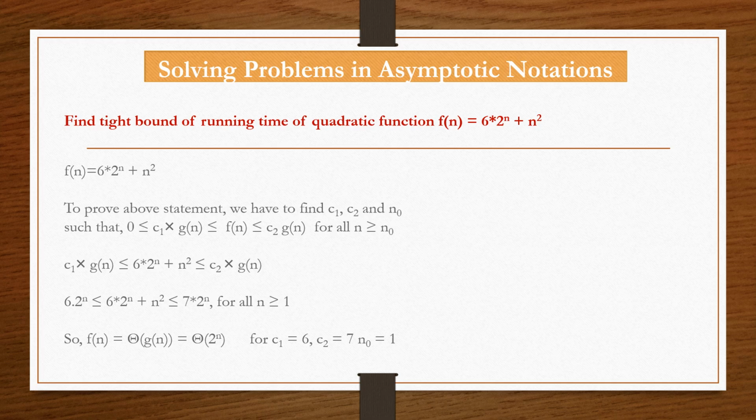So I hope you understood what asymptotic notations are, the conditions for big O, big theta and big omega, the order of growth, and how to solve a problem to prove whether a given function belongs to big O, big theta or big omega, and how to find the tight bound, lower bound and upper bound of any quadratic function or any function.